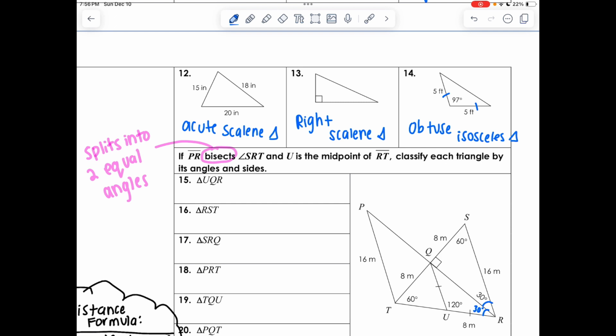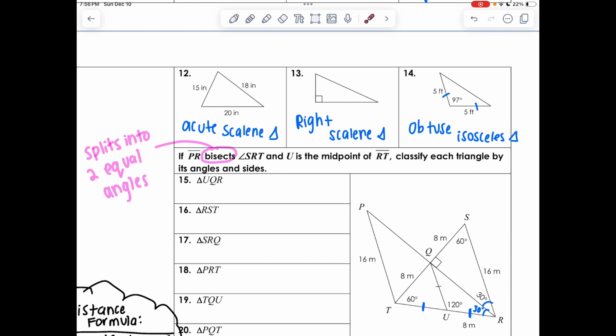And U is the midpoint of RT. Okay, that means they equal each other. That means that since this has a dash, I'm going to also give this a dash because those two are equal. And because this one and this one were automatically equal, that means all three of these are equal now. That makes sense? Because it says that U bisects TR, so now both of these are equal.